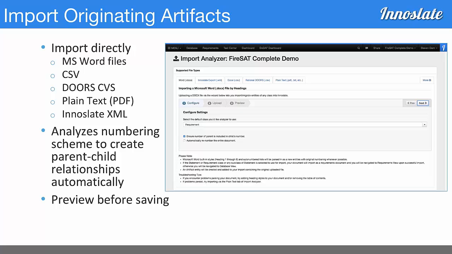If you have some trouble with it, there's some difficulty, you may just want to go to the plain text or one of the other options. Of course, it analyzes the numbering scheme to create the parent-child relationships automatically. This is a real time saver. If you use other tools, a lot of them don't do this. They don't look at the numbering scheme to understand that they have a hierarchical relationship. So we do that for you automatically. And of course, the nice thing is you have a preview before saving. So if you don't like what's been done, you just go back and fix whatever the problem might be.